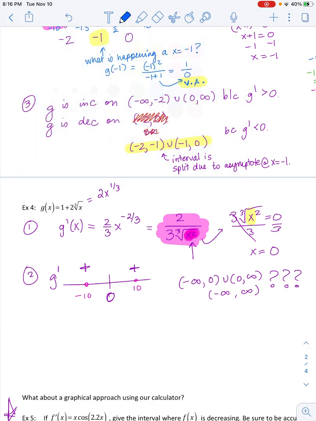So we had to plug in 0, right? The original, that will tell us what the original function has, and then that'll tell us if we split it up or if we write that it's increasing over all real numbers.